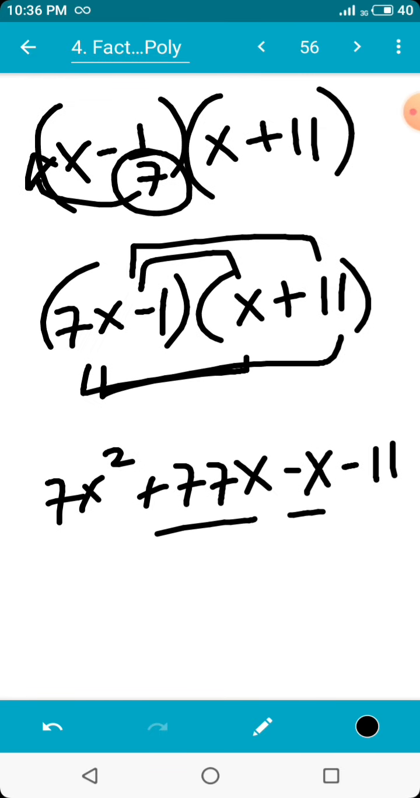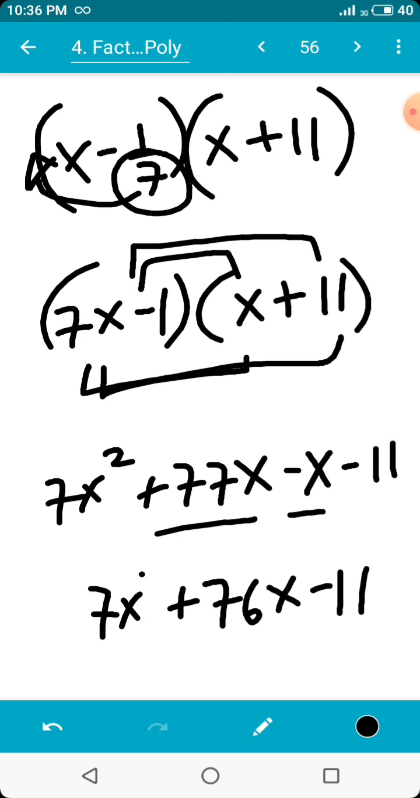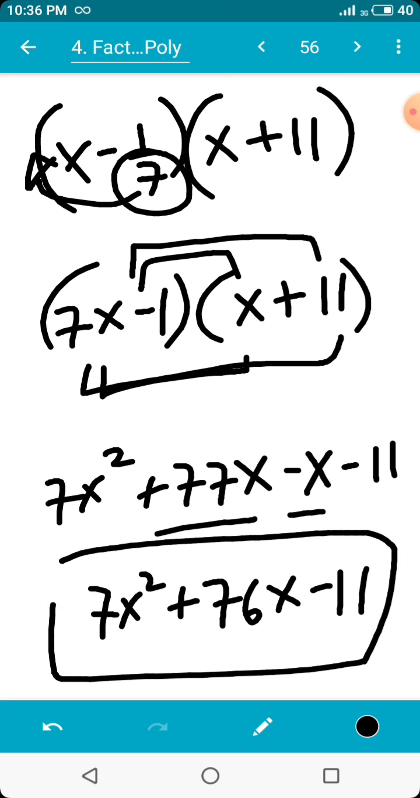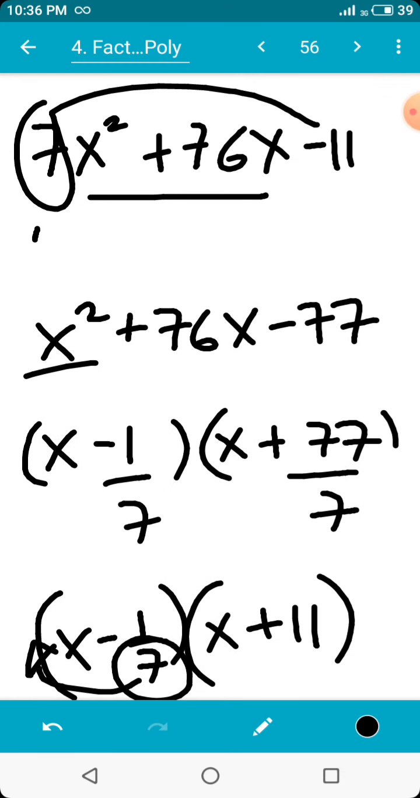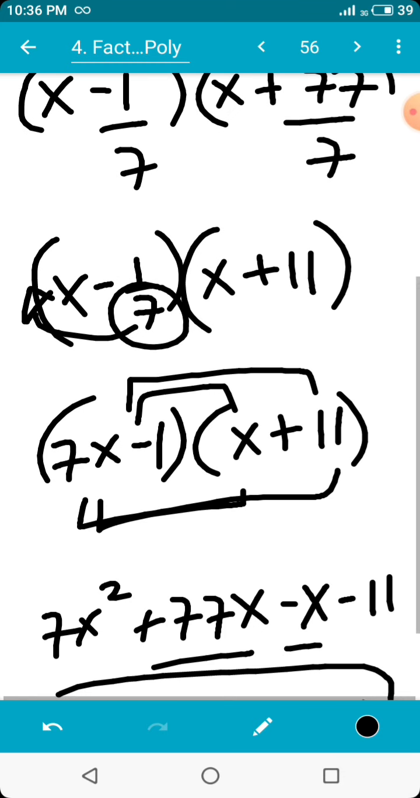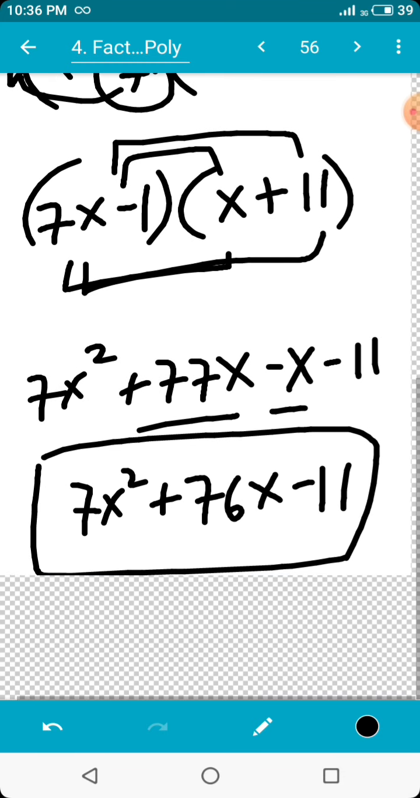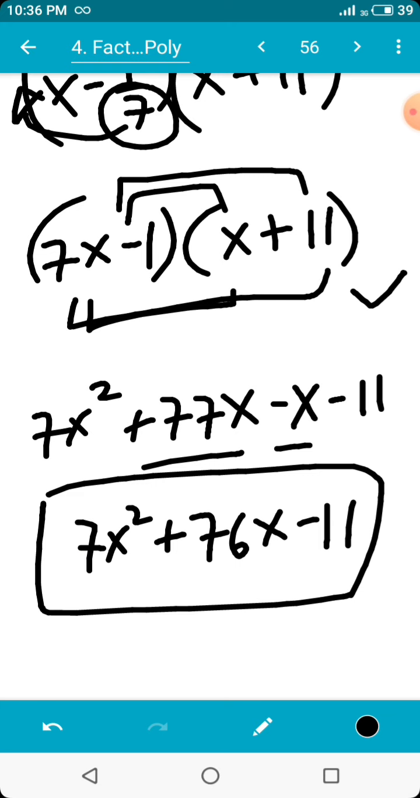So, positive 77x minus x, that is positive 76x. And then, bring down 11 minus 11. And then, yung 7x squared. So, product ng ating factors, which is same naman dun sa trinomials natin. So, ibig sabihin, tama yung factors na nakuha natin. Okay? So, yung factors niya ay 7x minus 1 at saka x plus 11.